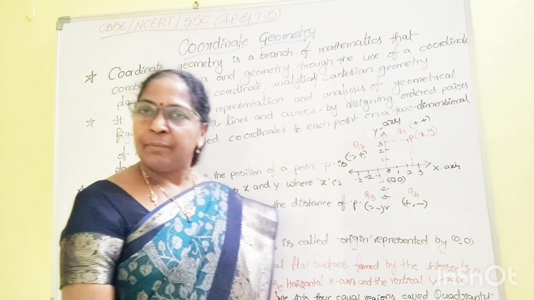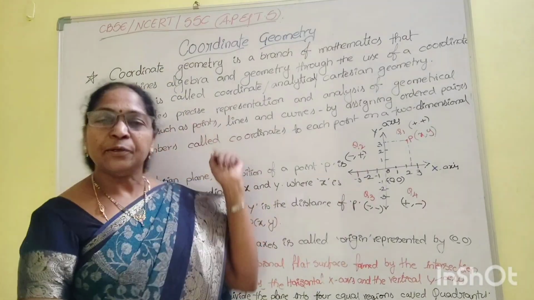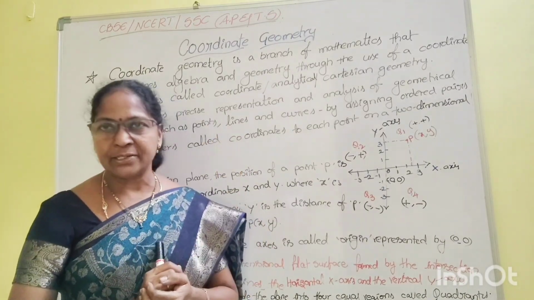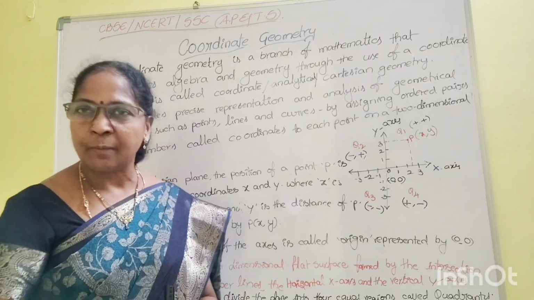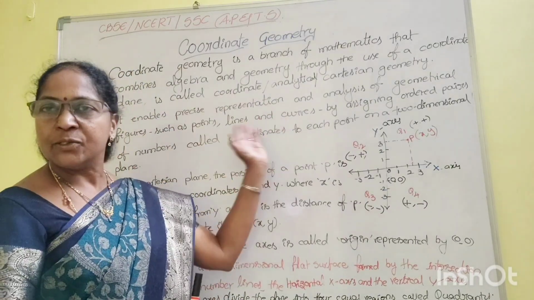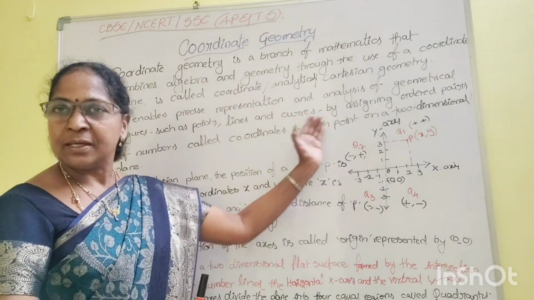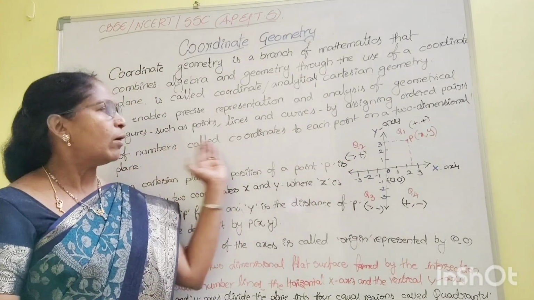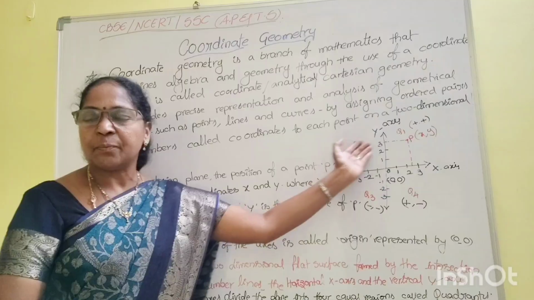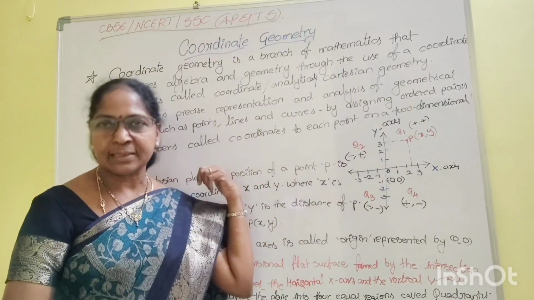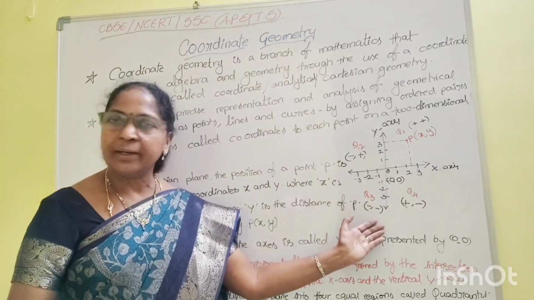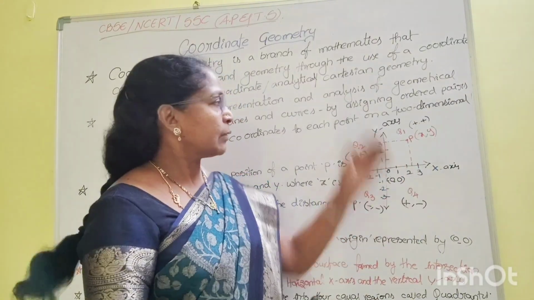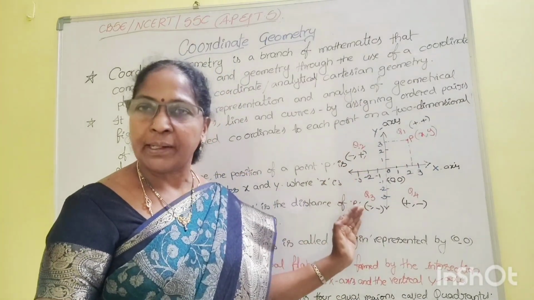So what is the use of coordinate geometry? It enables the precise representation and analysis of geometrical figures, such as lines and curves, by assigning ordered pairs of numbers, which we call coordinates, to each point on a two-dimensional surface. On this figure, we can draw lines and curves. This is the use of coordinate geometry.